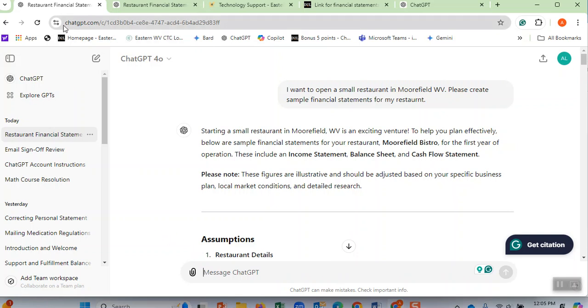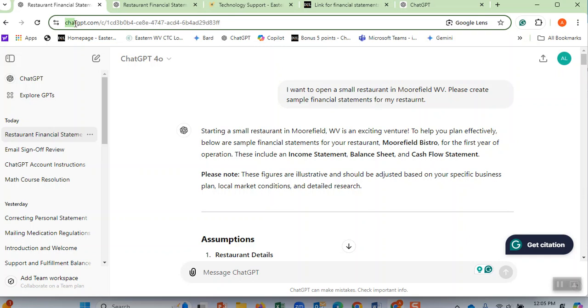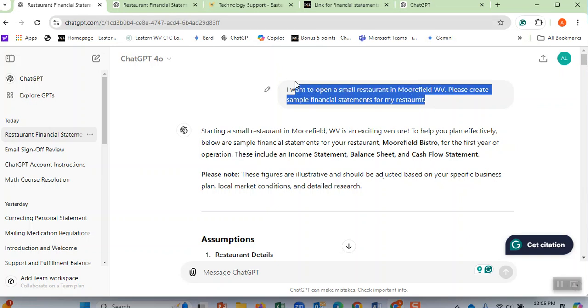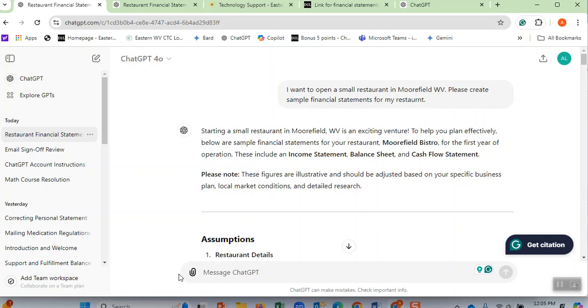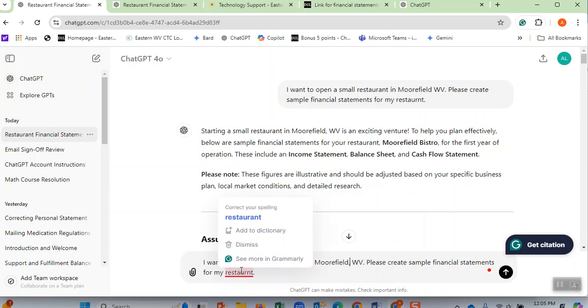Look at the ChatGPT screen. Here is written ChatGPT, and I went to ChatGPT and said that I want to open a restaurant, and I asked ChatGPT to create an income statement or financial statements for me. Here is where I typed: I want to open a small restaurant in Moorfield. Please create a sample financial statement for the restaurant.